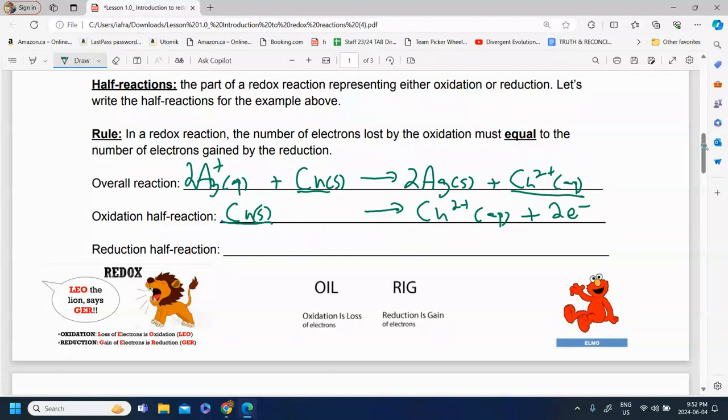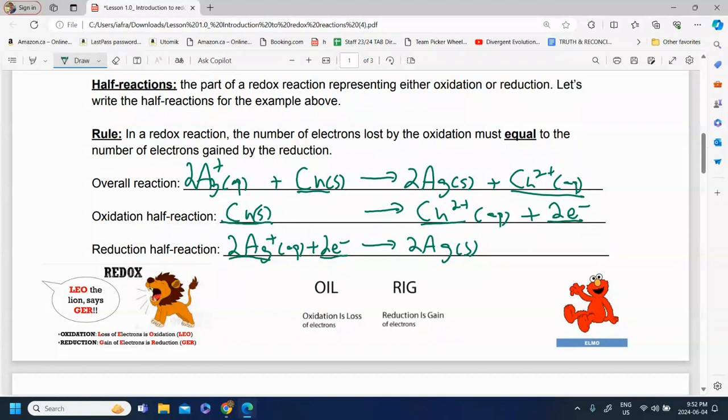Whereas silver, the reduction, was 2Ag+ aqueous produces 2Ag solid. So 2Ag+ became 2Ag by gaining 1 electron each. That's 1 electron per Ag, so there's 2 electrons here. You want to make sure that the charges are balanced in the end. So this will be 2 electrons and this will be 2 plus, that becomes 0. And this is 2 plus and this is 2 electrons, that becomes 0.